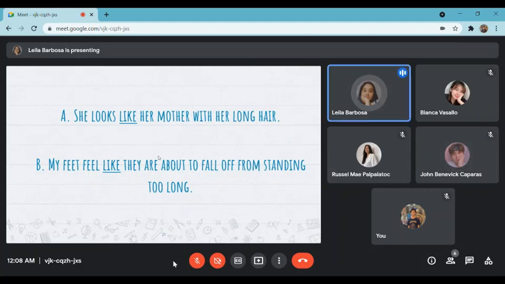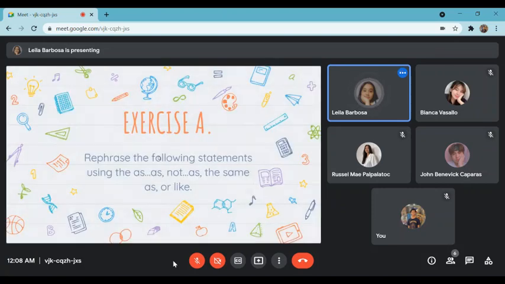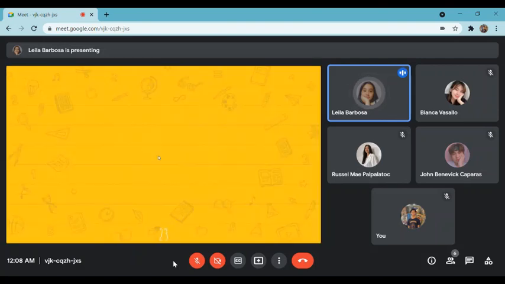Okay, very good. So it seems that you really understand our lesson for today. So let's proceed to our activities. Let's have our first exercise. In this exercise, we have to rephrase the following statements using the as, not as, the same as, or like pattern. For number one, who would like to answer?